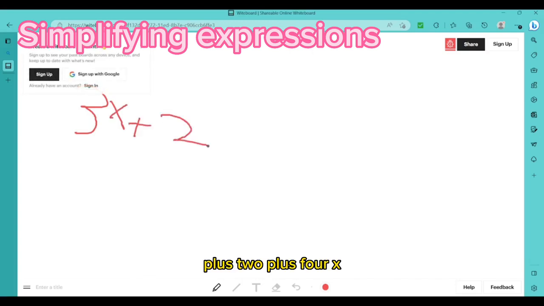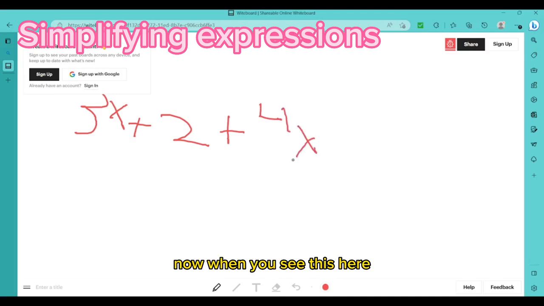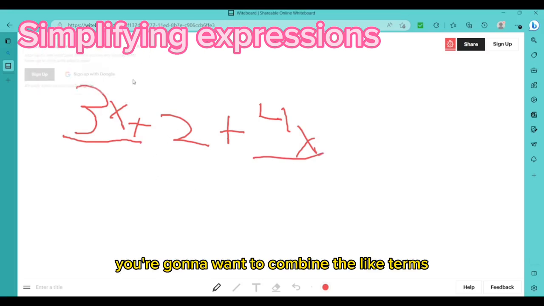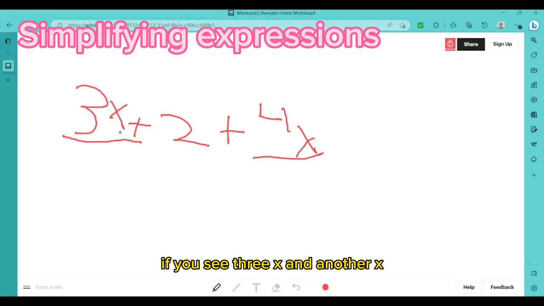Plus 2 plus 4x. Now, when you see this here, you'll see a 3x and a 4x. You're going to want to combine the like terms. Combining like terms means if you see 3x and another x, you combine those two.